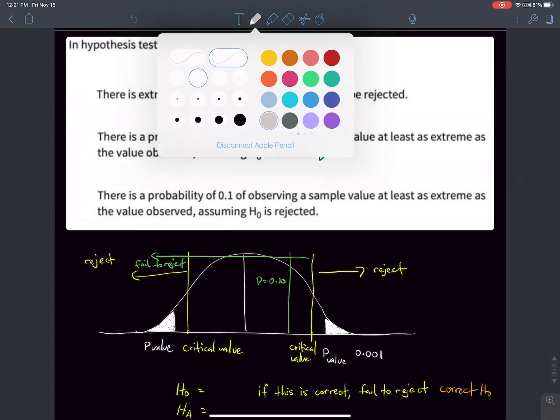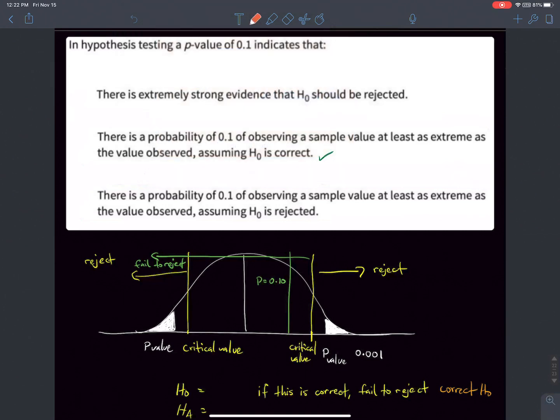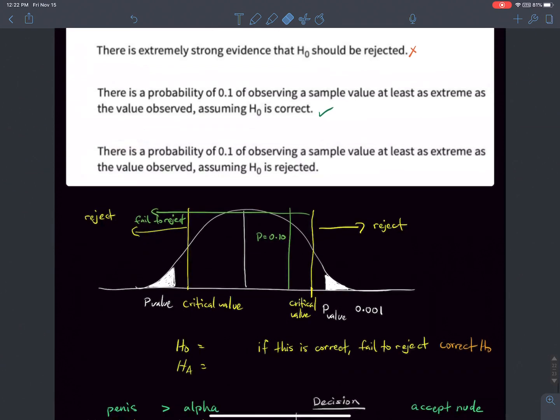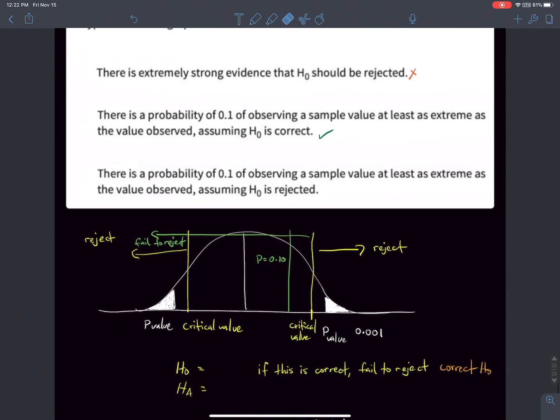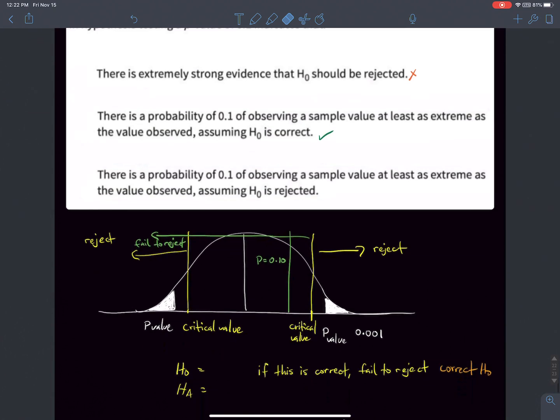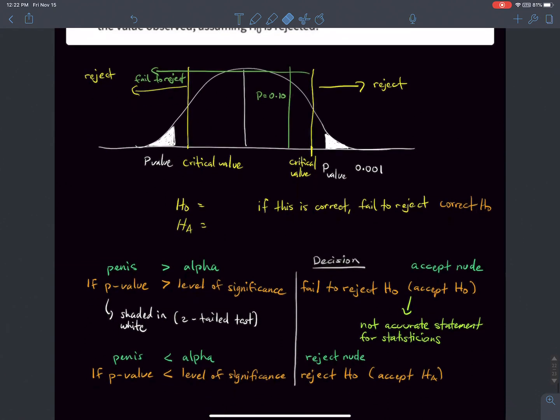Here, they're not quantifying it. In statistics, you cannot do this. So for me, this you can eliminate right away. It's either this or this one. But before answering that, we have to understand what a p-value of 0.1 is.